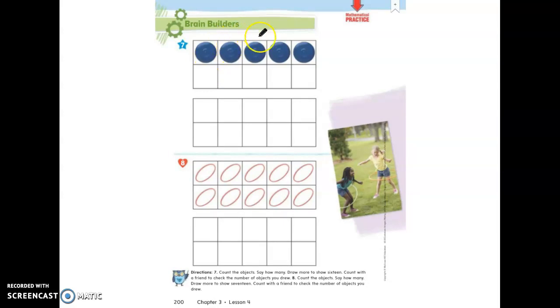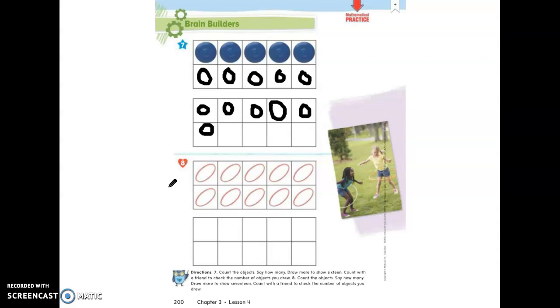One, 2, 3, 4, 5. Now let's draw more to show 16. 6, 7, 8, 9, 10, 11, 12, 13, 14, 15, 16.